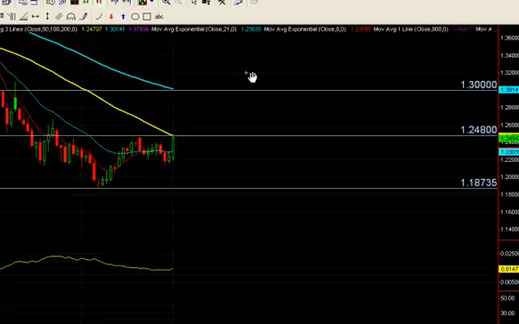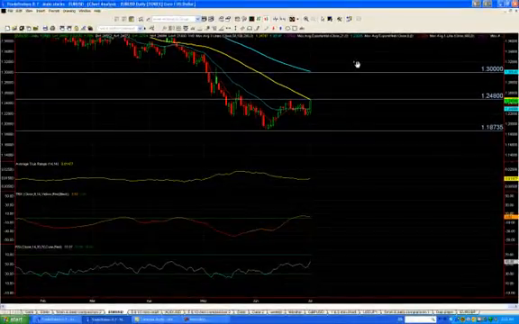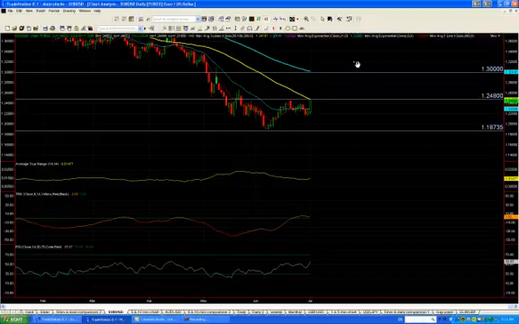So that's my euro analysis. At the moment, it's a little bit 50-50. I don't see a very low risk trade here, but I'm watching the market all the time, and if I get a low risk trade, I'll take it.